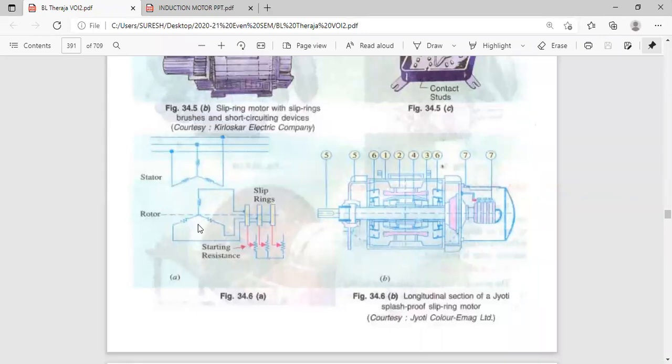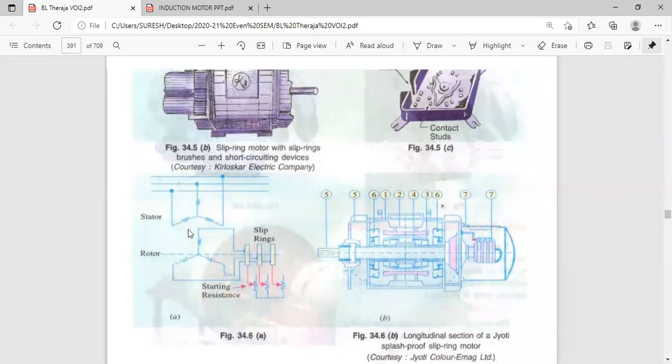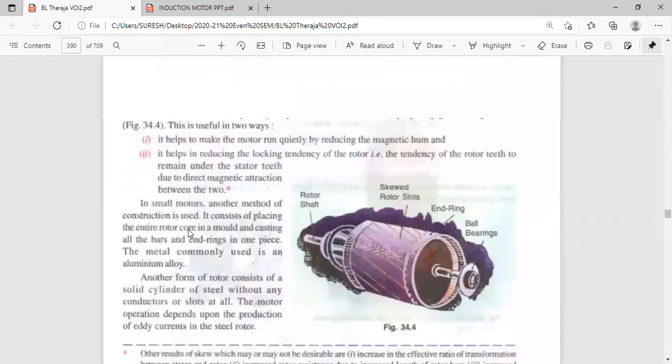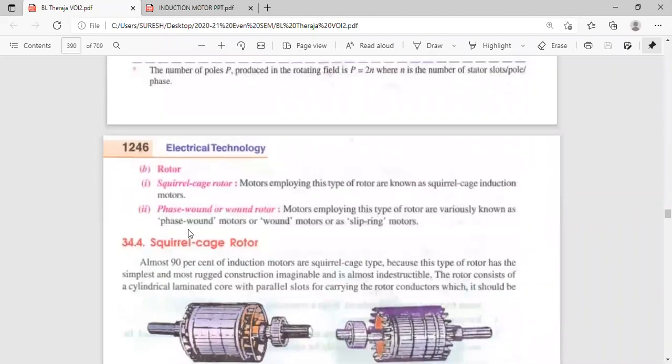Now the rotor is of two types according to the construction. There are two types of induction motors; it will vary only in the rotor, not in the stator. What are the two types of rotors? We will see now. One is the squirrel cage induction rotor, and the other is the slip ring rotor. Slip ring is also called phase wound or wound rotor.